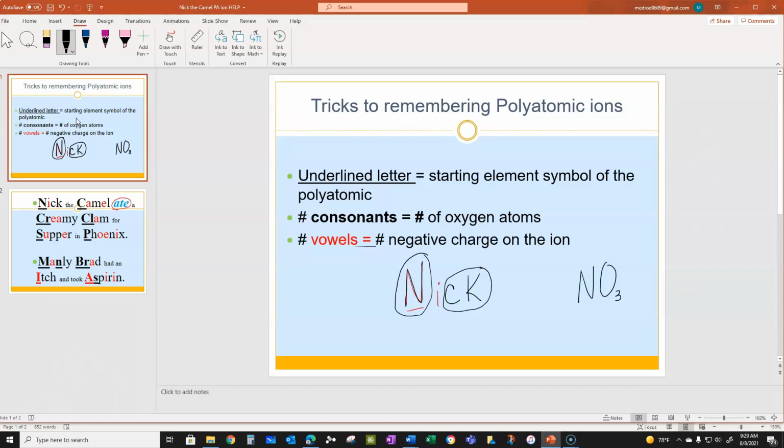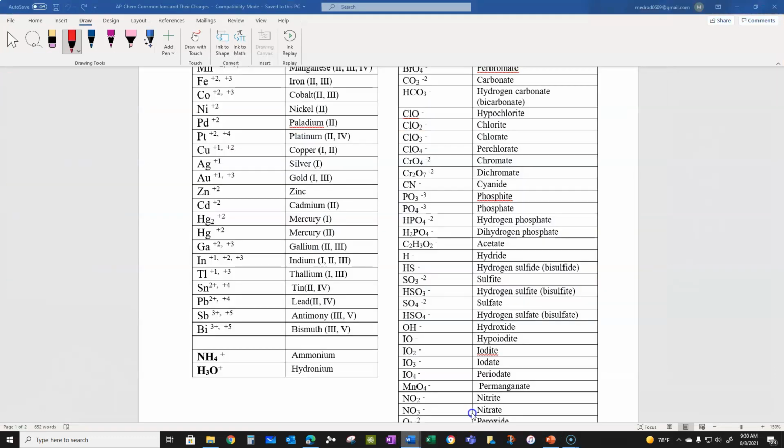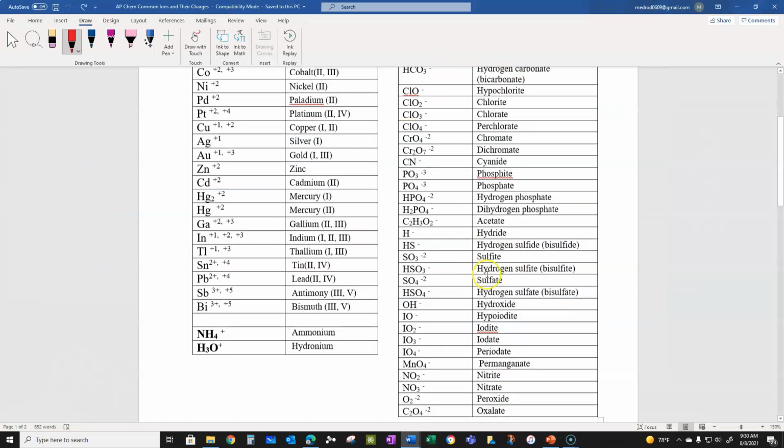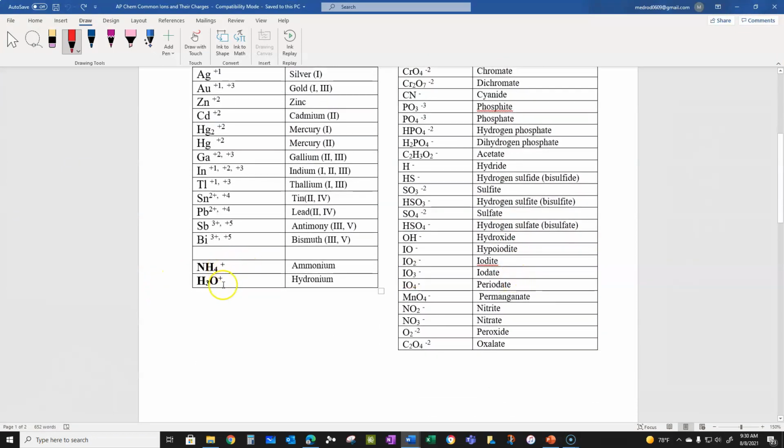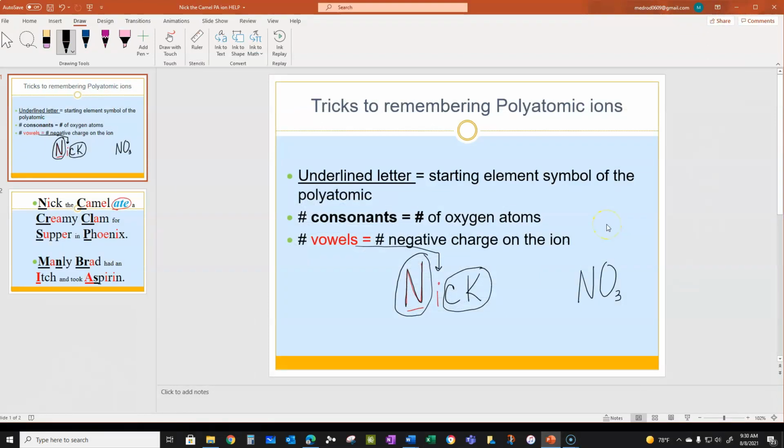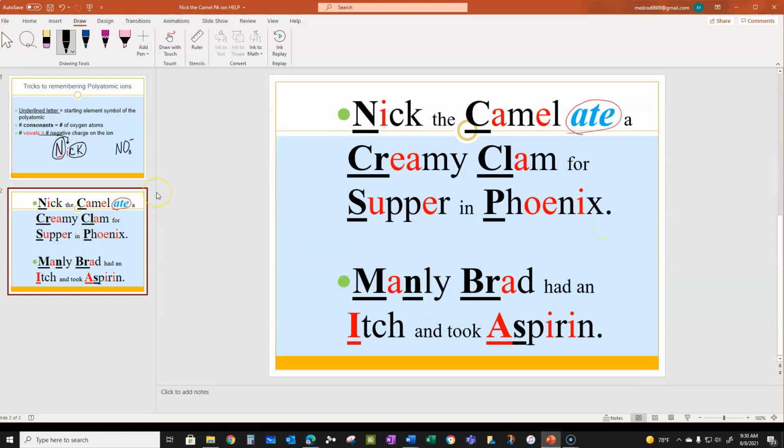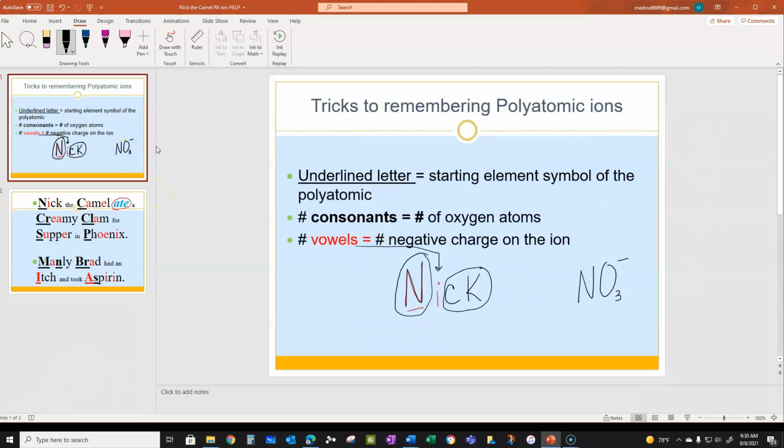Now the number of vowels, which is the red letter, that's the charge. And it's the negative charge, because if you look at this list, these are all negative polyatomics, and there's only 2 that are positive. Okay, so that means -1. Now remember I told you this trick is for the ATEs. Okay, so this starts with nitrogen, so this is called nitrate, ATE.